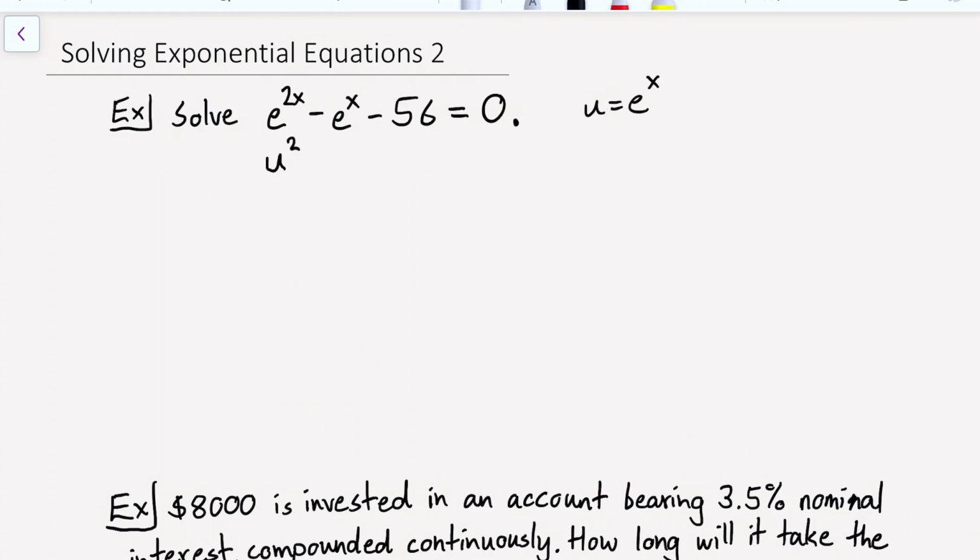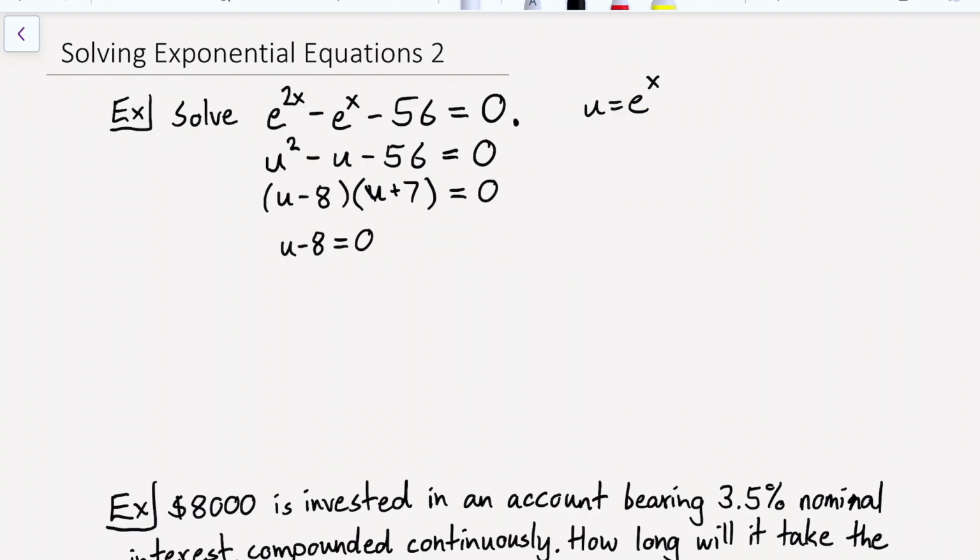This equation would work out to be u squared minus u minus 56 equals 0. So it has a quadratic form. It looks quadratic in nature. If I was solving this for u, I would factor it and solve by factoring. I would say u minus 8 times u plus 7 is equal to 0. Set each factor equal to 0, we get u equals 8, and we get u equals negative 7.